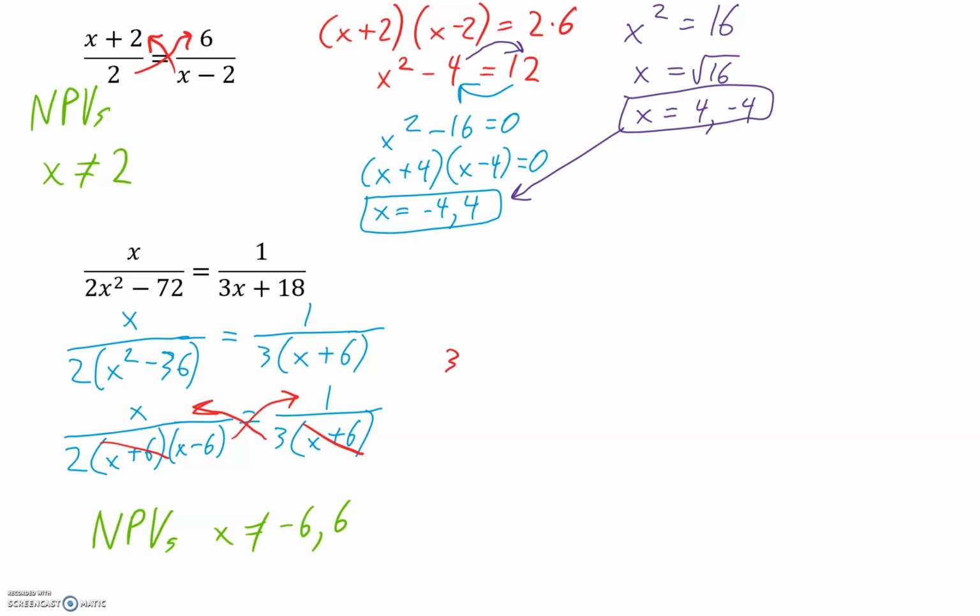So we're actually left with 3x equals 2x minus 12. If we move the 2x over to the other side, it's currently positive, so it becomes negative. We're left with x equals negative 12, and that is our final answer. And it's not one of the NPVs, so it's good to go.